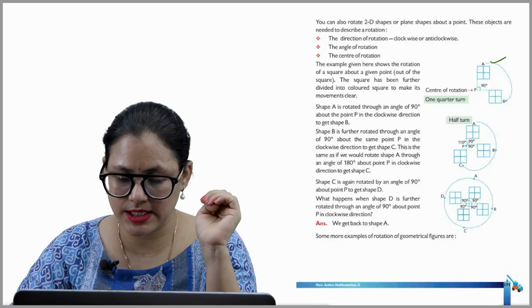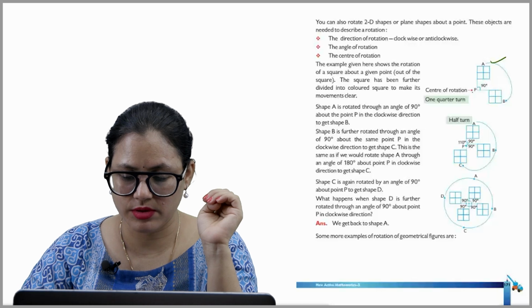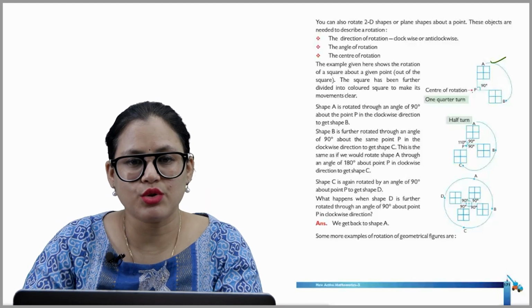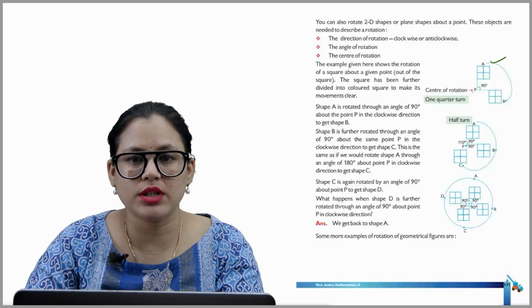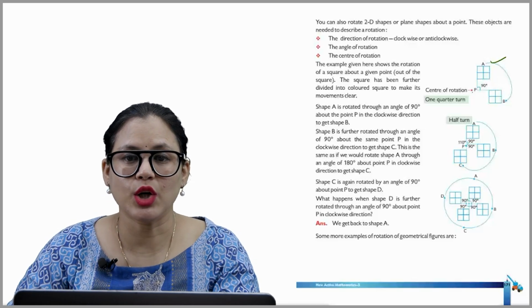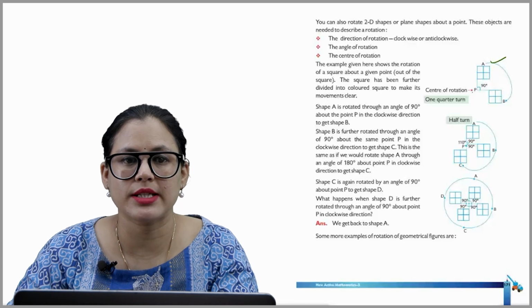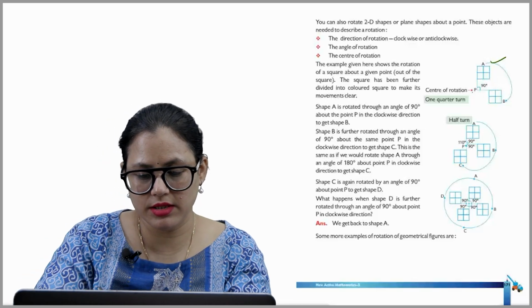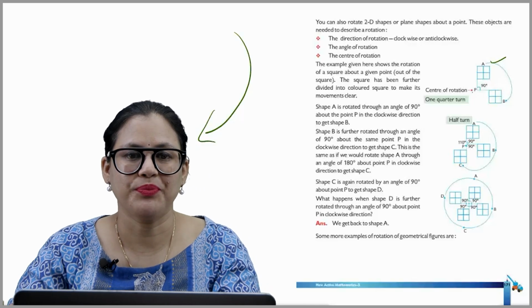Okay, see, this is the center of rotation. Now, shape A is rotated through an angle of 90 degrees about the point P in the clockwise direction to get shape B. Clockwise, this direction is clockwise, okay.